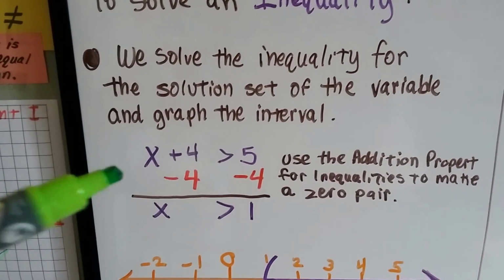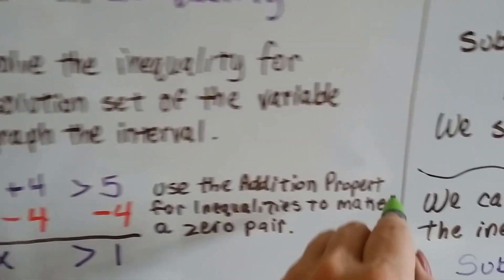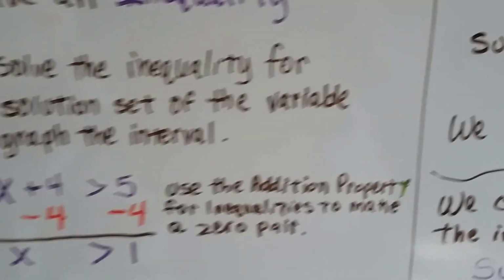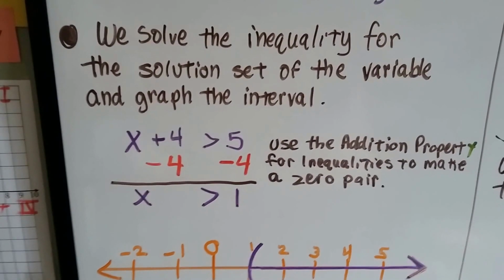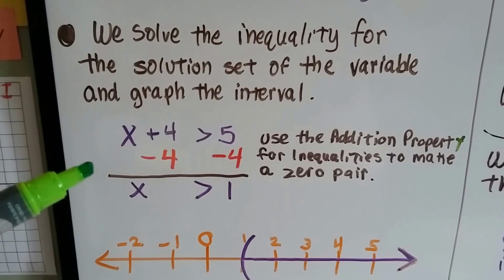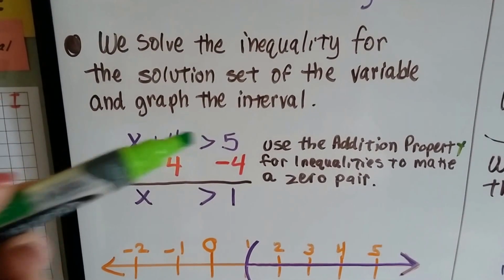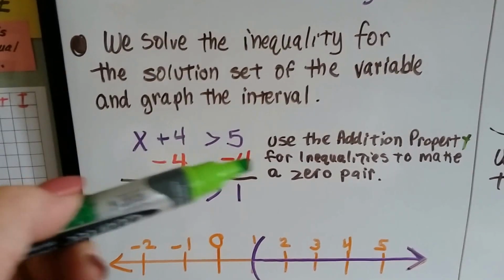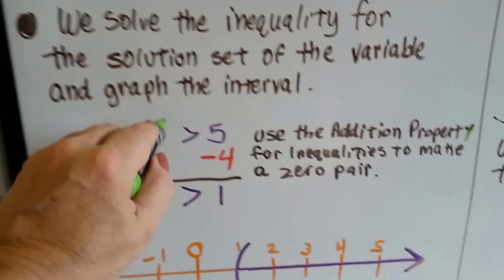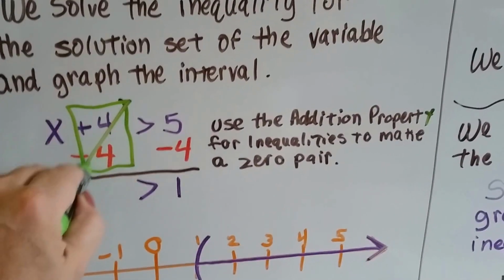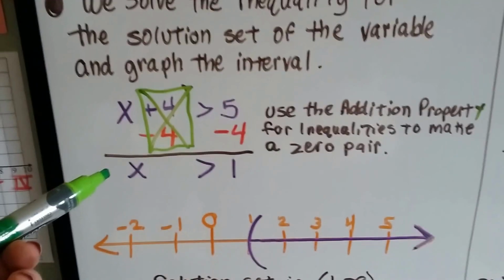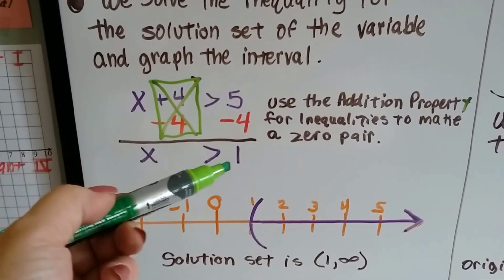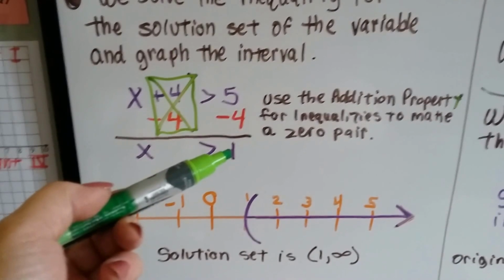of inequality to make, whoops, I'm missing my y. We use the addition property for inequalities to make a zero pair, just like we did when we had an equation with an equal sign. So if we've got x plus 4 is greater than 5, we take 4 away from each side, and we can eliminate this 4, can't we? It becomes a zero pair, and it's gone. Now it's easier to see what's going on.